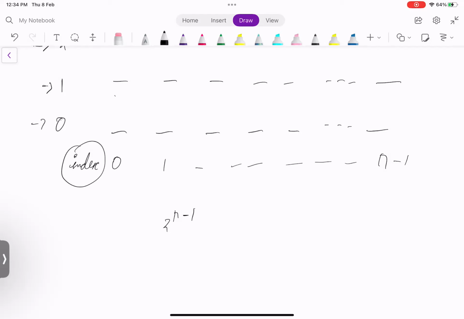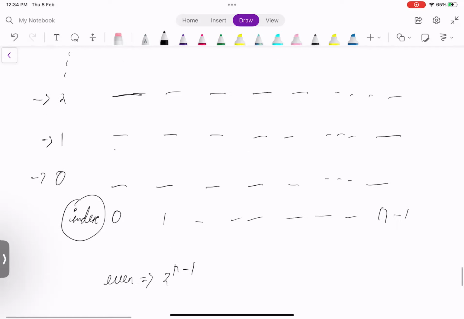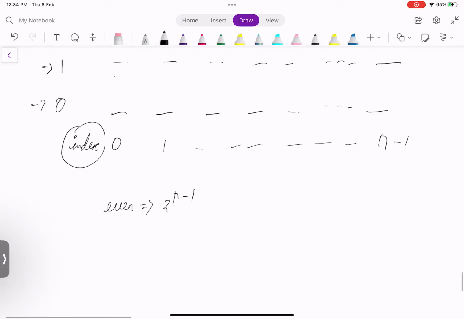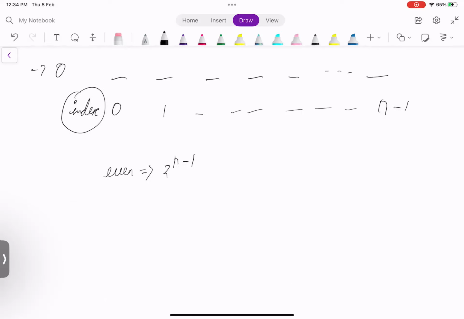So placing a bit an even number of times among the n numbers is 2 power n minus 1. So for a single bit it's 2 power n minus 1. Now for all bits we need to place it an even number of times. For the 0th bit, the number of choices is 2 power n minus 1.